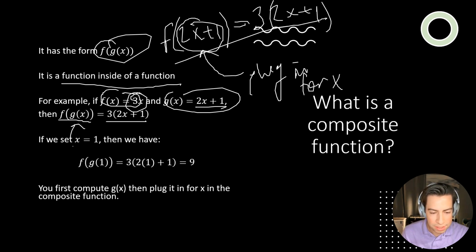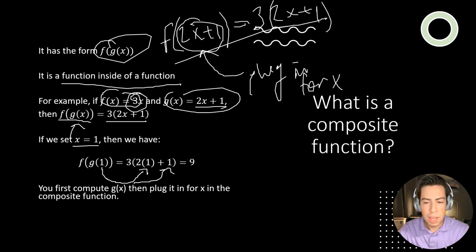So if I have x equal to 1, then all I'm going to do is just plug in x equals 1 here, okay? And I'm going to get 9. So basically what you do is, first of all, you can just figure out what g of x is equal to and then plug it in for the x in the composite function. So hopefully that makes sense, but we're going to do some more examples to really make sure it's ironed out.